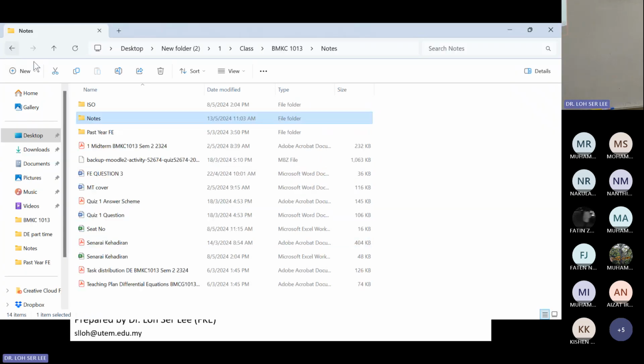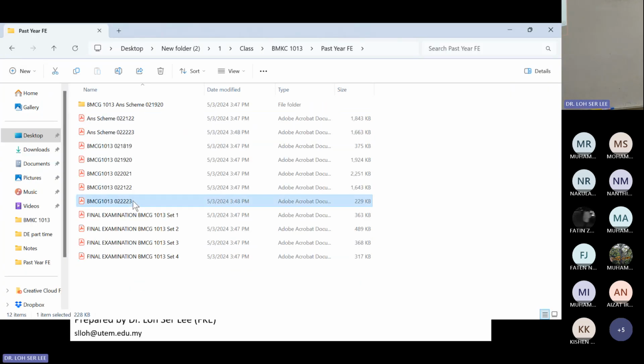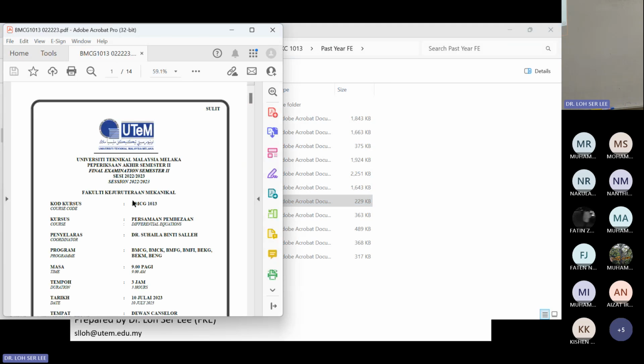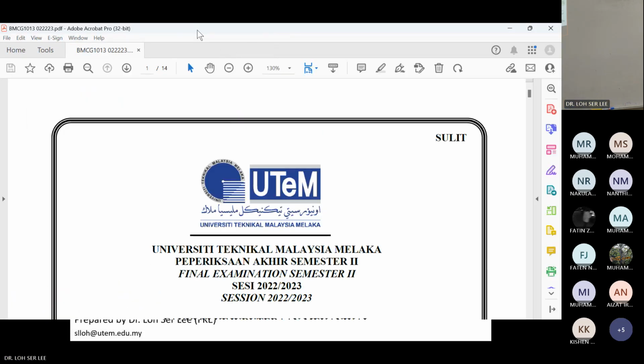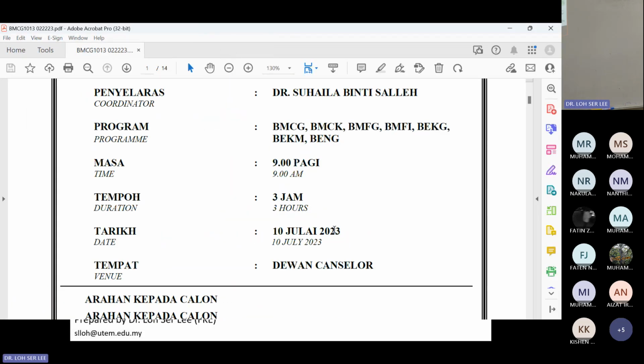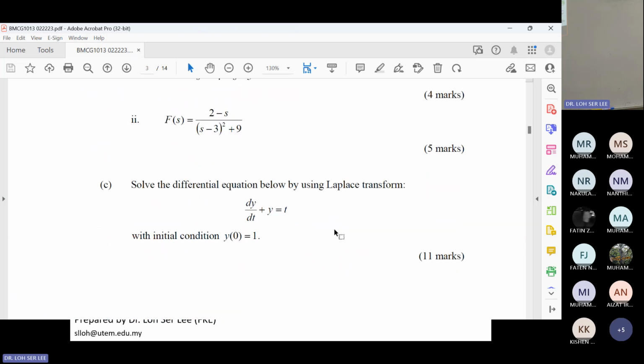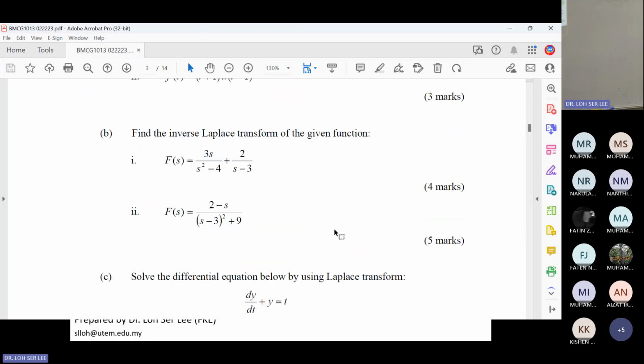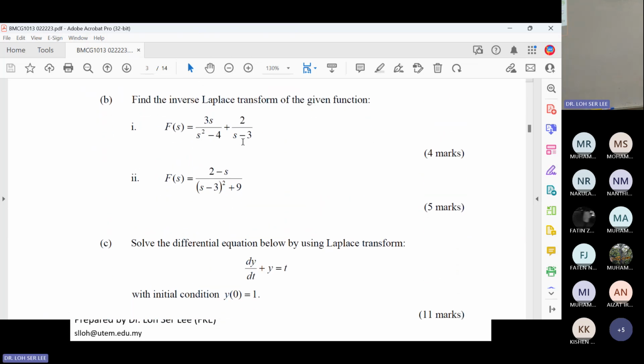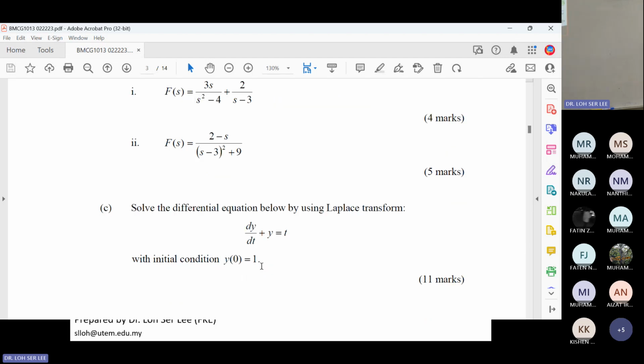Before that, maybe I can show you the past year questions for Laplace. Let's have a look at last year's question. Find the inverse Laplace. I think this one shouldn't be a problem for you. This one also: when you want to take out a -3, make sure this s has a -3 as well. Okay, look at the C.